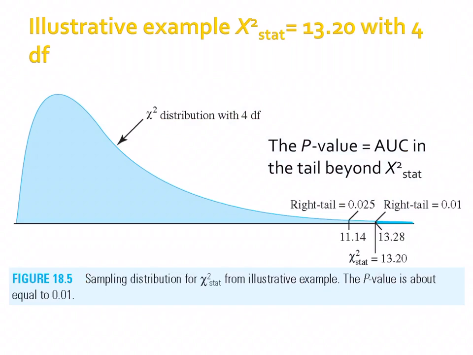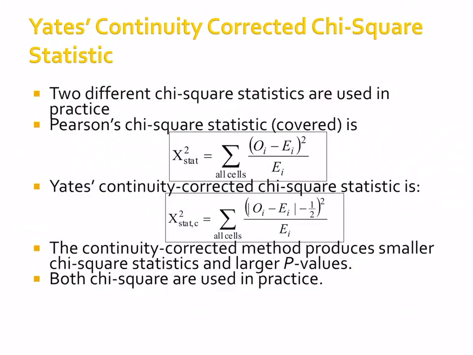So the illustrated example, here's the right tail probability of a chi-square distribution. If you have your chi-squared of 13.2, which is around here, and 13.28 is the right tail probability of 0.01, and 11.14 is 0.025, so our value falls right there, right? So we'd say it's significant between those two values like we stated earlier.